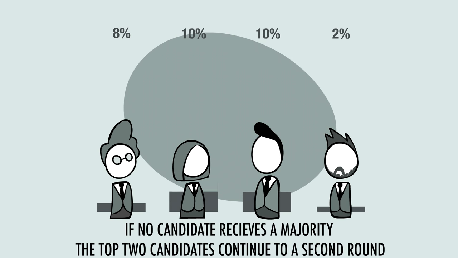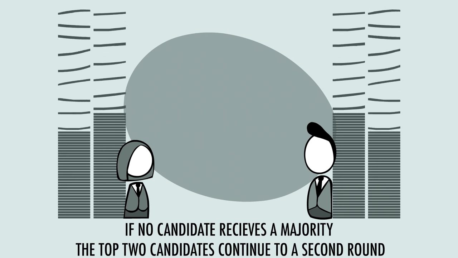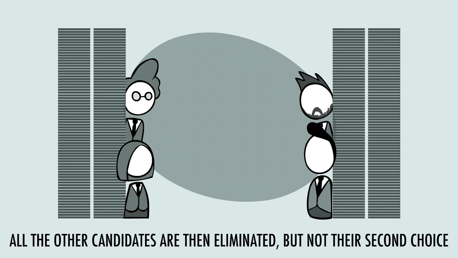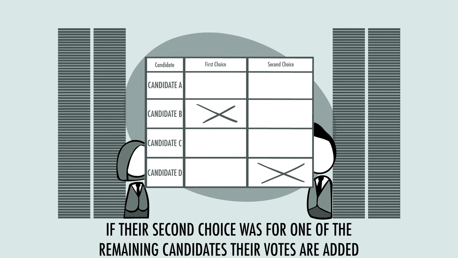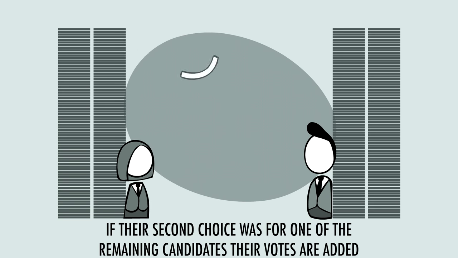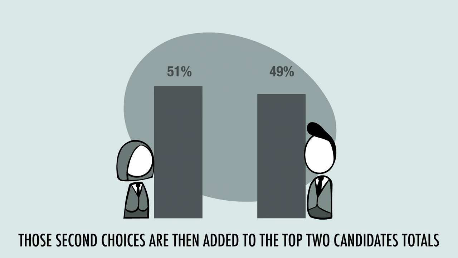If no candidate receives a majority, the top two candidates continue to a second round. All the other candidates are then eliminated, but not their second choice. If their second choice was for one of the remaining candidates, their votes are added. Those second choices are then added to the top two candidates' totals.